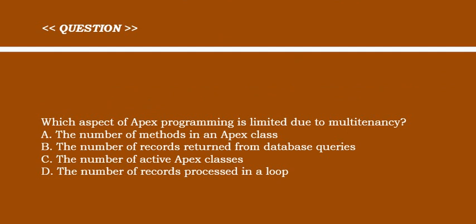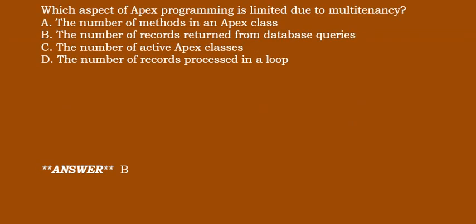Next question is which aspect of Apex programming is limited due to multi-tenancy? Option A. The number of methods in an Apex class. Option B. The number of records returned from database queries. Option C. The number of active Apex classes. Option D. The number of records processed in a loop. Correct answer is option B.